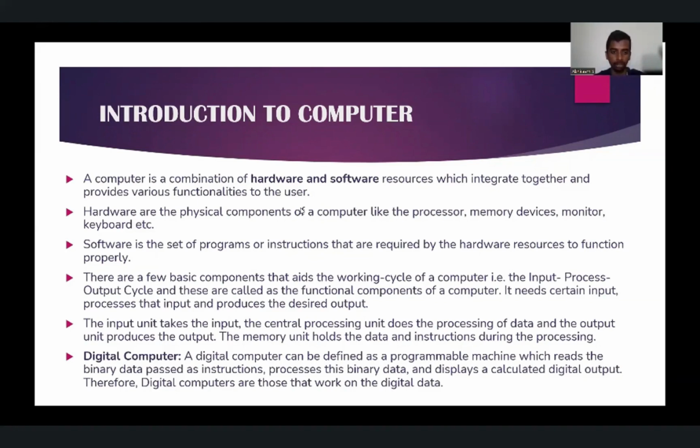There are a few basic components in the working cycle of a computer, that is the input process output cycle, and these are called the functional unit components of a computer. It needs certain input, processes that input and produces the desired output. The input unit takes the input, the central processing unit does the processing of data, and the output unit produces the output. The memory unit holds the data and the instructions during the processing.